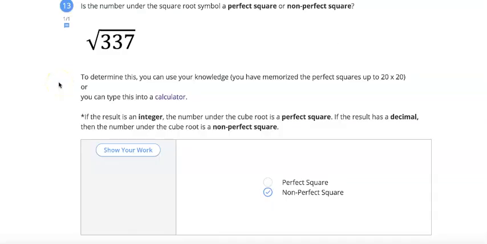In summary, if you take the square root of a perfect square, you will get an integer. If you take the square root of a non-perfect square, you're going to get a value that has a decimal expansion that goes on forever and has no pattern. You could also think of it the opposite way: an integer times an integer gives you a perfect square, and a number with a decimal times a number with a decimal will give you a non-perfect square.